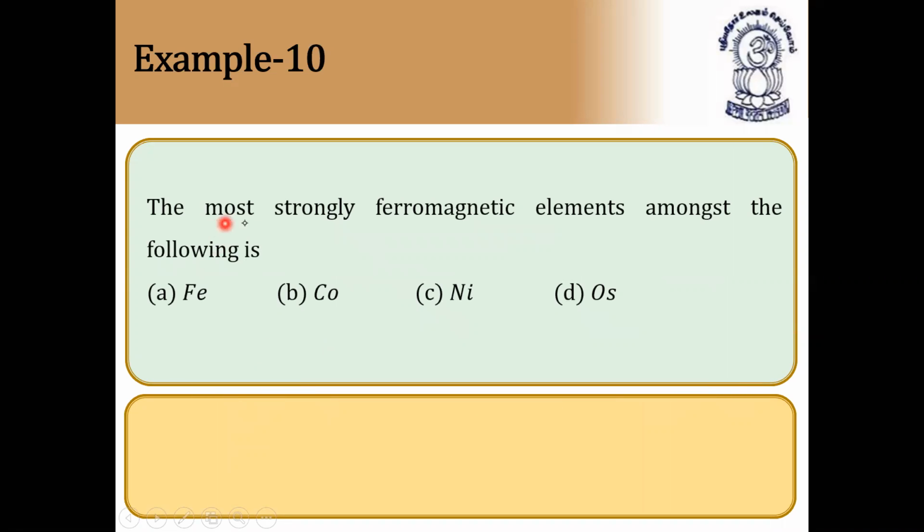Example 10 now. The most strongly ferromagnetic element among the following is, straight away easily we can say, iron, because iron is ferromagnetic, whereas cobalt, nickel and osmium are not. Even nickel is somewhat ferromagnetic, but iron is the most ferromagnetic. So the answer is option A. You can see here iron is ferromagnetic.